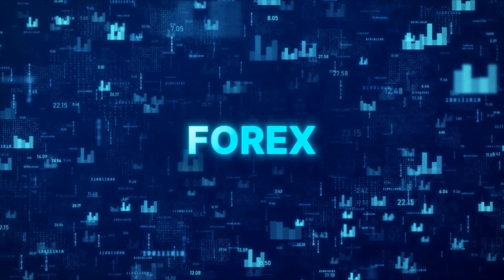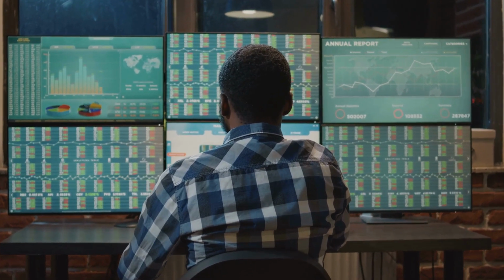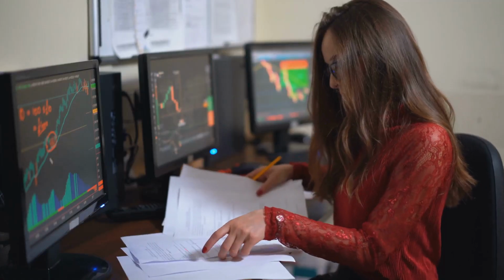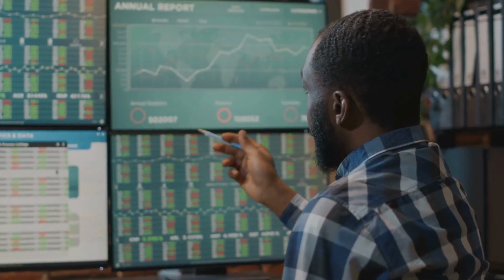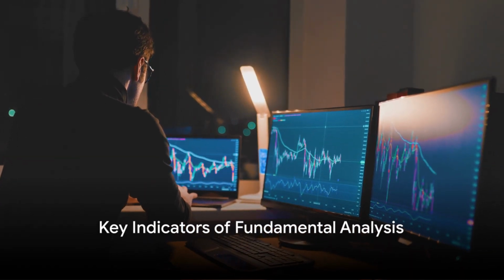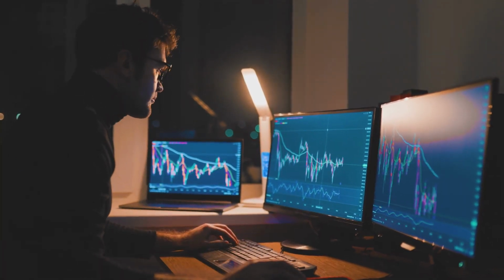Forex fundamental analysis is like the heartbeat of currency trading. It's the rhythm that guides traders, informing their decisions and shaping their strategies. So if you're serious about trading, get familiar with this analysis, because understanding these economic factors is crucial to becoming a successful Forex trader. Now that we've introduced the concept of Forex fundamental analysis, let's delve into its key indicators.